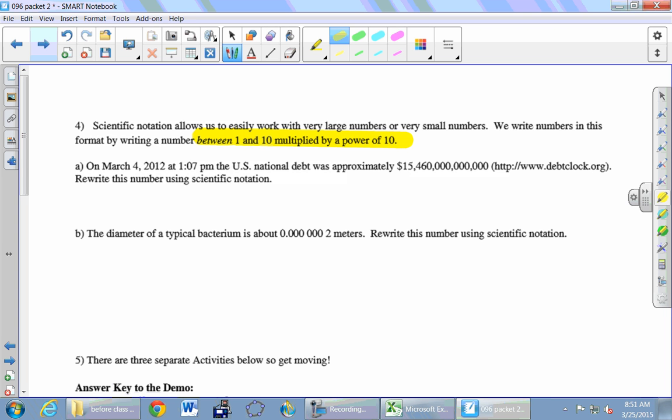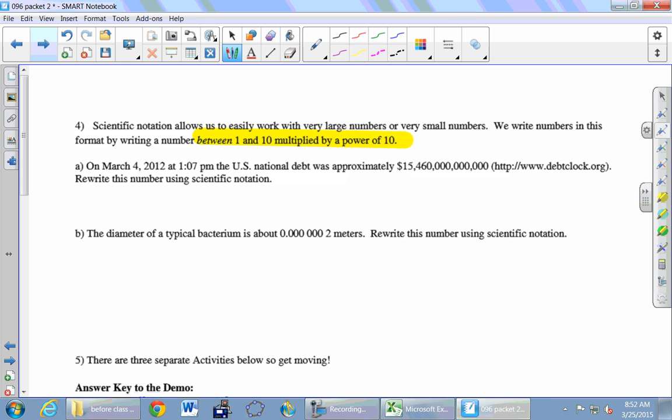Irene, part A. Good. Okay, so that number is pretty hard to read, and Irene did an excellent job of recognizing pretty quick that that was 15,460 billion, but that's a lot of zeros to have to count out, right? It's kind of annoying to deal with that number the way it's written. So we'll use scientific notation.